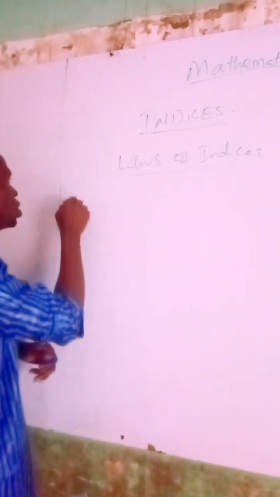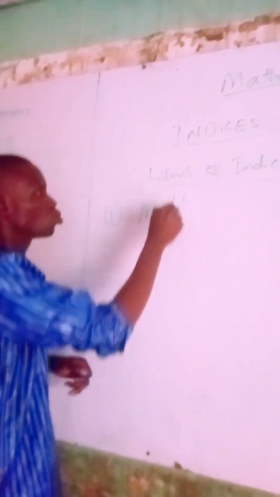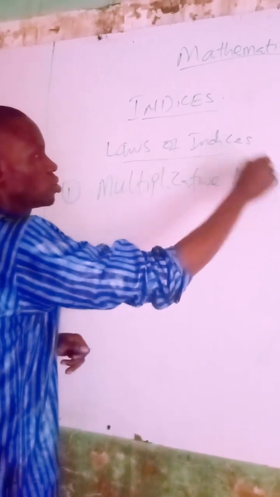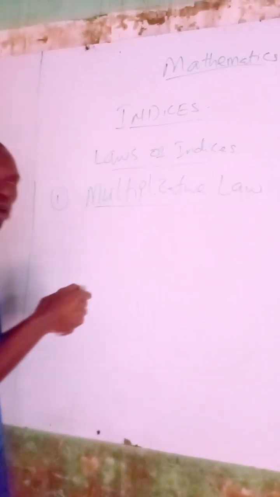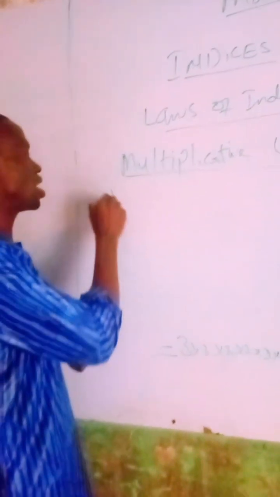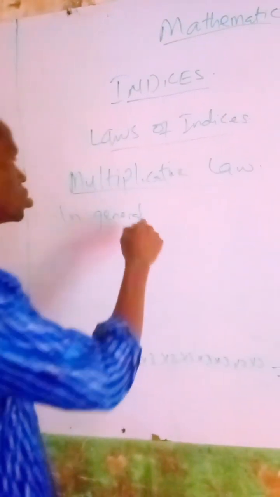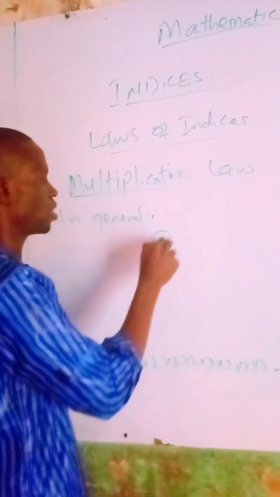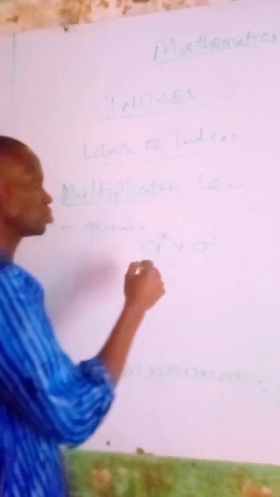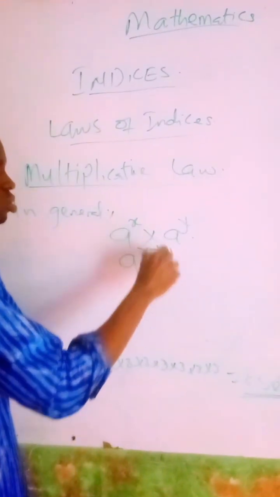The first law that we will check is the multiplicative law of indices in general. This law says that if you have a raised to power x multiplied by a raised to power y, then we pick one of the base, which is a, to the power x plus y.